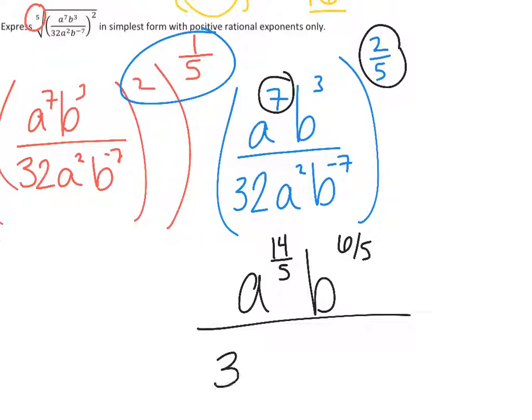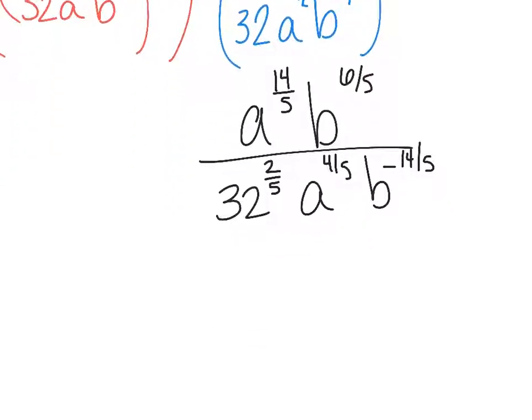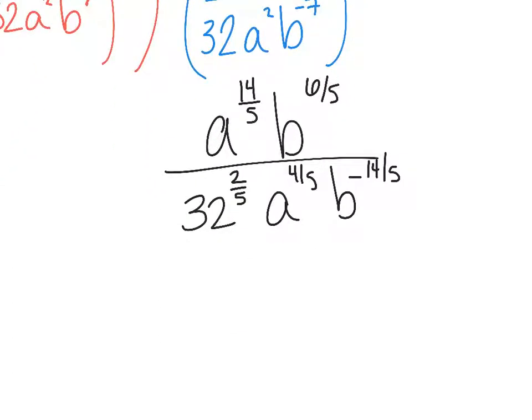Okay, all over, don't forget the 32, raised to the 2/5, a raised to the 4/5, and b raised to the -14/5. And again, I just multiplied my exponents. Multiply the tops, multiply the bottoms. Okay, so now I'm going to apply another property. When I divide, I subtract the exponents. The a's are the same.